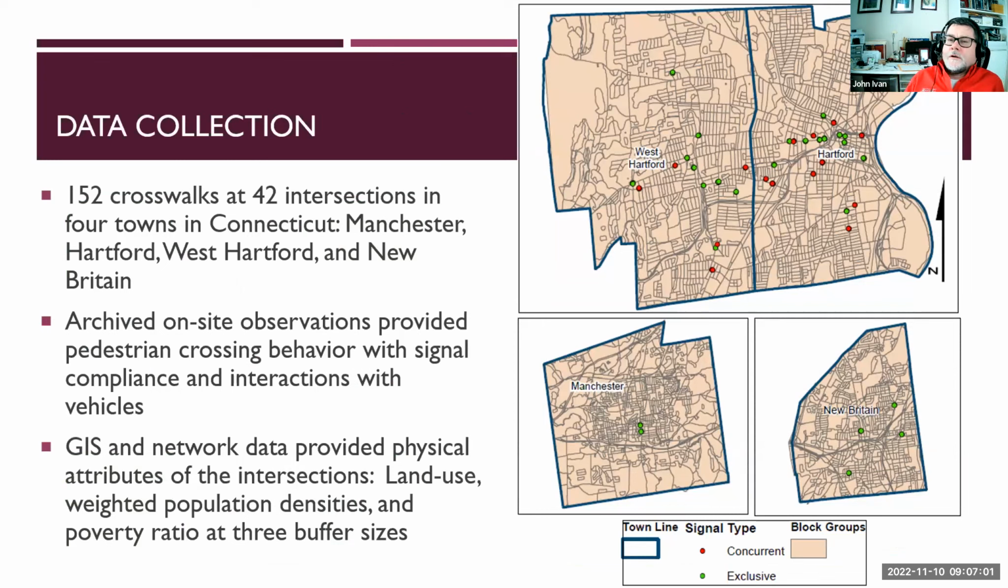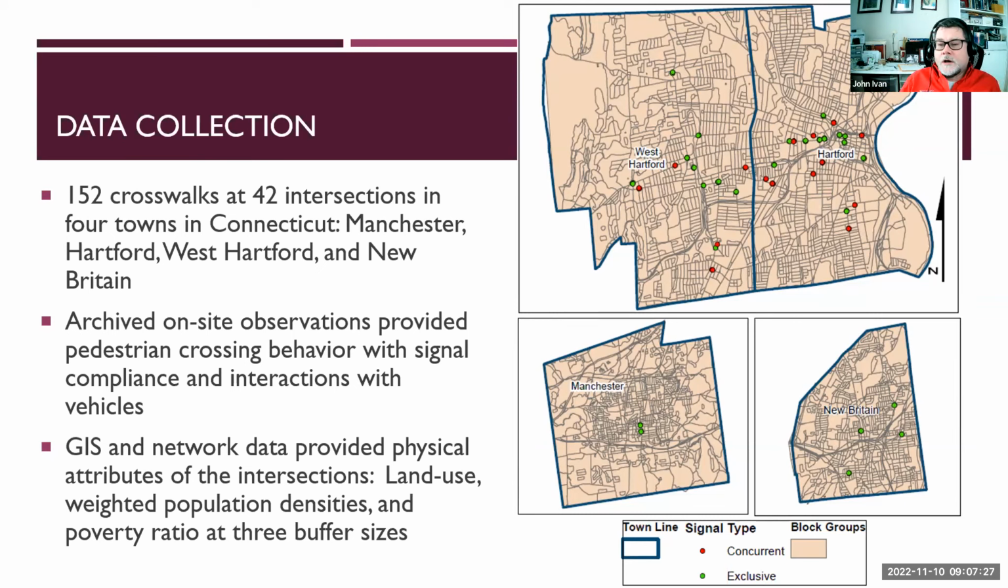So the data we're collecting are from some previous projects that we're essentially finding more ways to use. And in particular, we wanted to add some new data this time, some more characteristics of these intersections. So there are 152 crosswalks at 42 intersections in 4 towns in Connecticut.